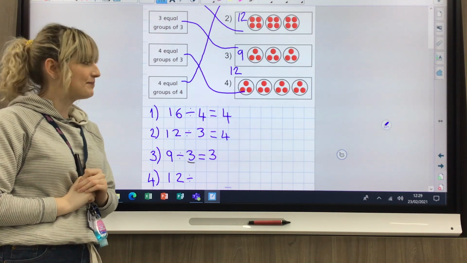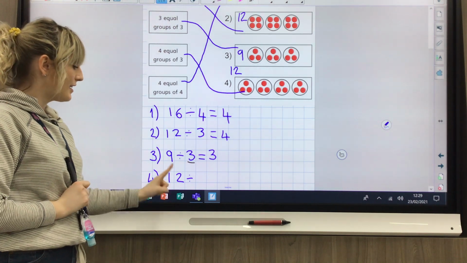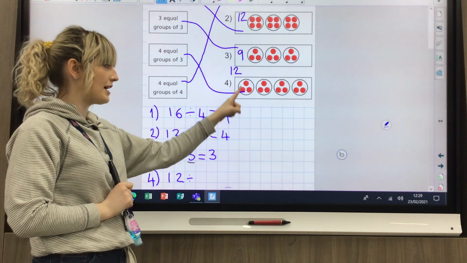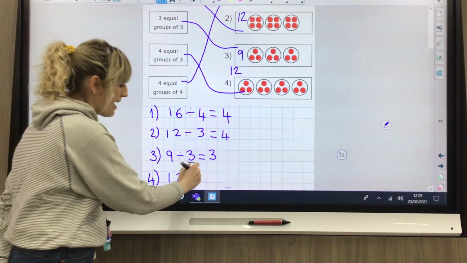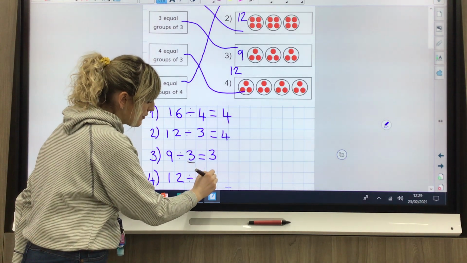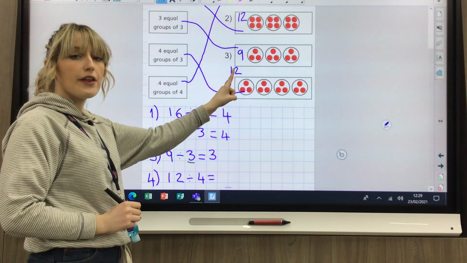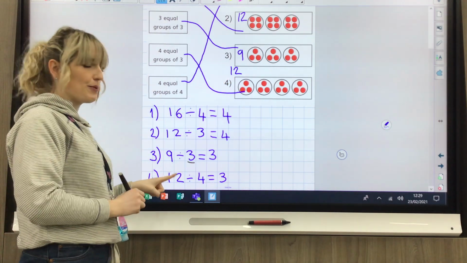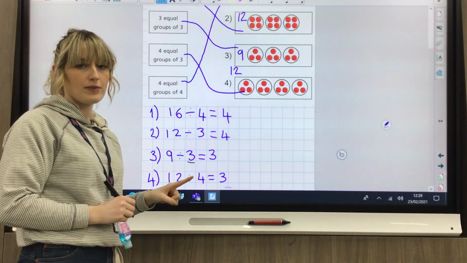Okay, so most of you would have written this. So 12, this picture shows 12 divided by 1, 2, 3, 4. So we've made 4 groups. So 12 divided by 4 is 1, 2, 3. Okay, so most of you would have written that. 12 divided by 4 is 3.